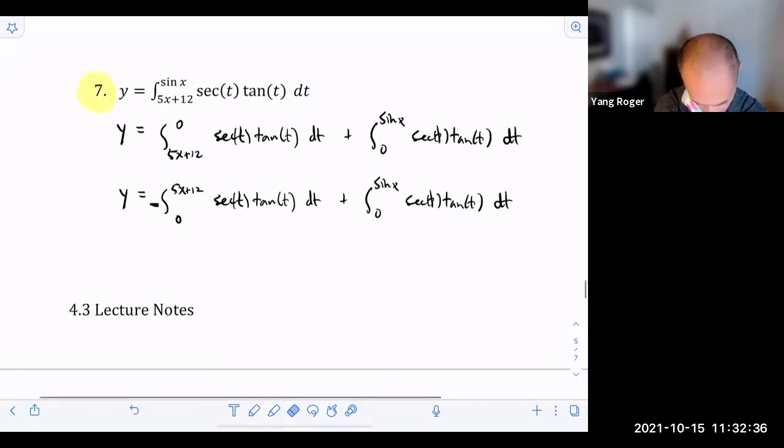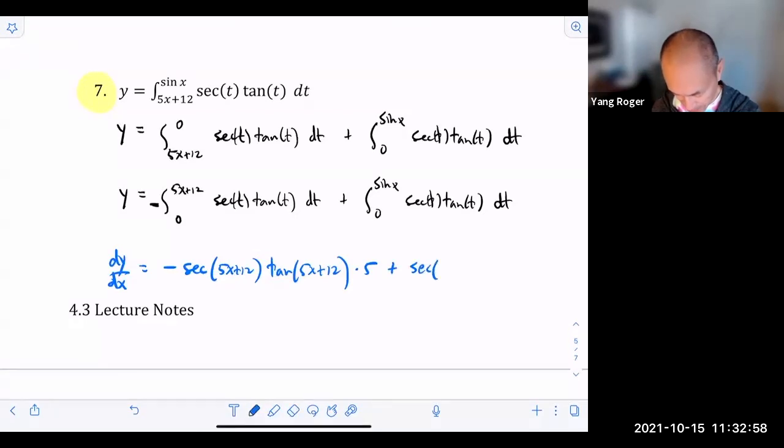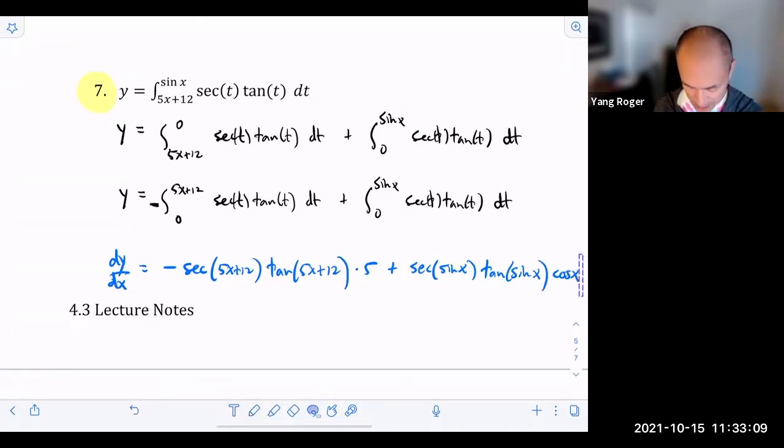So this is dy dx. It's going to be negative secant of 5x plus 12, tangent of 5x plus 12. I have to multiply by the derivative of 5x plus 12, which is just times 5, plus secant of sine x, tangent of sine x, times the derivative of sine, which is cosine of x. So that is going to be our answer.